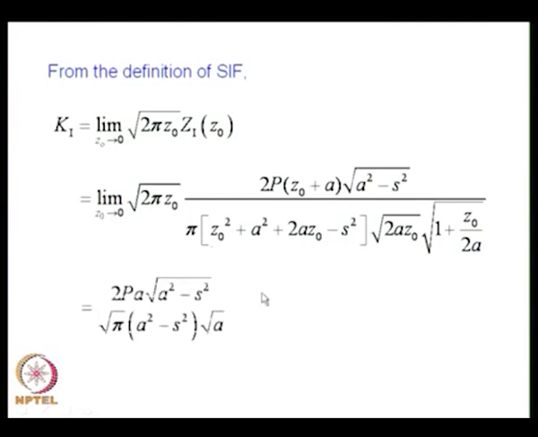and that expression turns out to be 2 P a root of a squared minus s squared divided by root of pi multiplied by (a squared minus s squared) into root of a, which could be further simplified as K1 equal to 2 P root of pi a divided by pi root of a squared minus s squared.